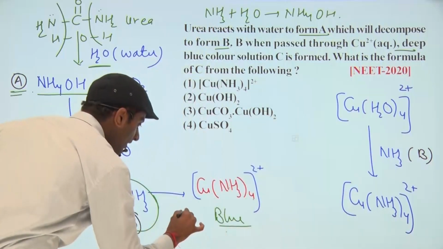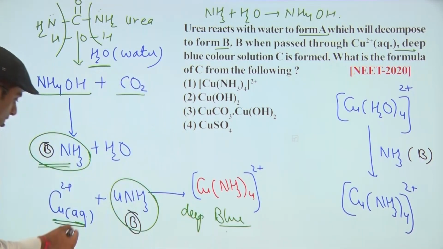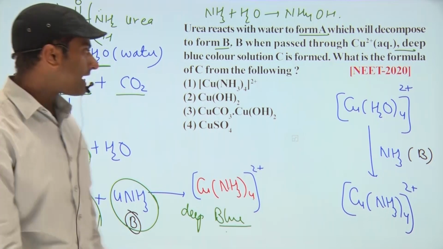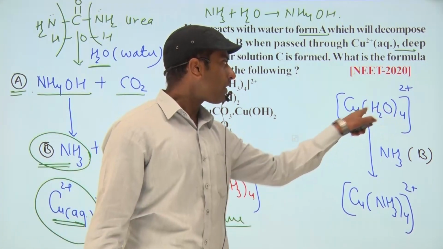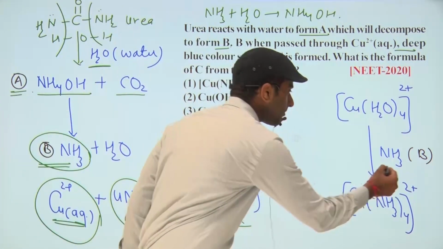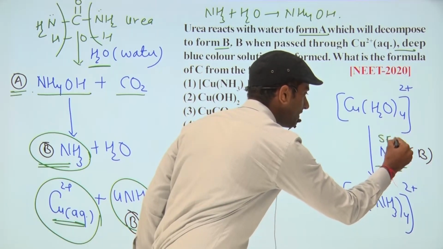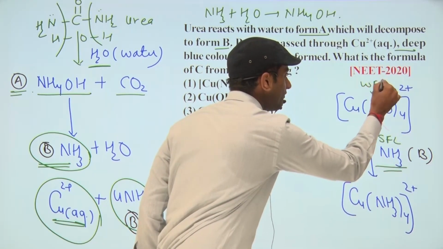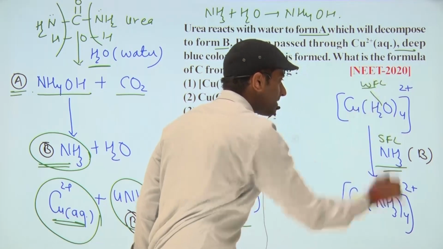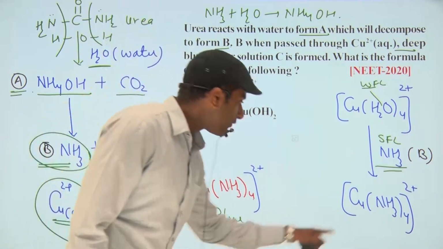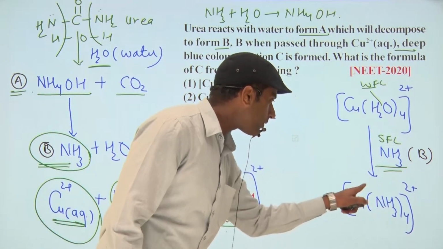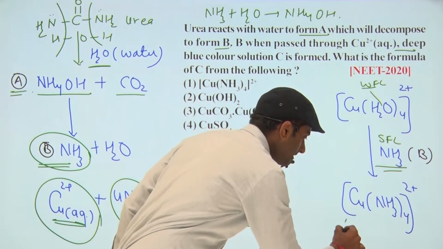Deep blue color. So student, one more thing, we can also write here the copper aqueous in such way that tetra aqua copper ion while passing ammonia, because the ammonia is working as a strong field ligand while the water is weak field ligand. So ammonia can displace here the water molecule. We are getting here the tetraamine copper ion. Student, this is deep blue in color.